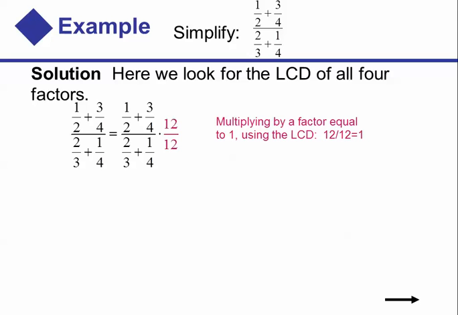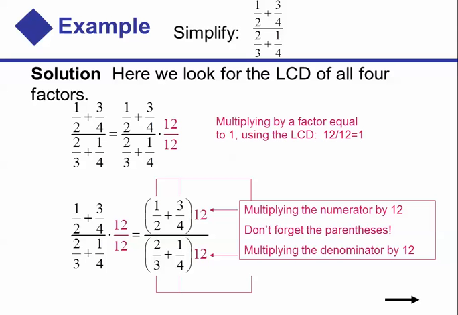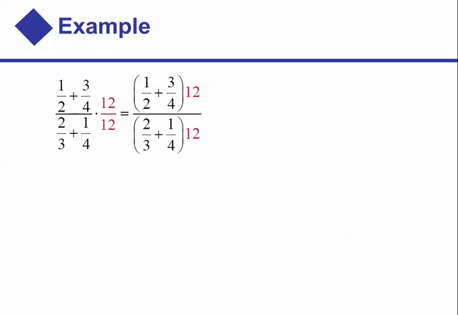Okay? The way they put it, and this is really important to understand, is that we're multiplying the expression by a factor equal to 1. It's 12 over 12, and that 12 gets distributed into both terms of the numerator, and the 12 gets distributed into both terms of the denominator. But we have not changed value because we are multiplying by a version of 1. Okay, so now they're showing that last step again.